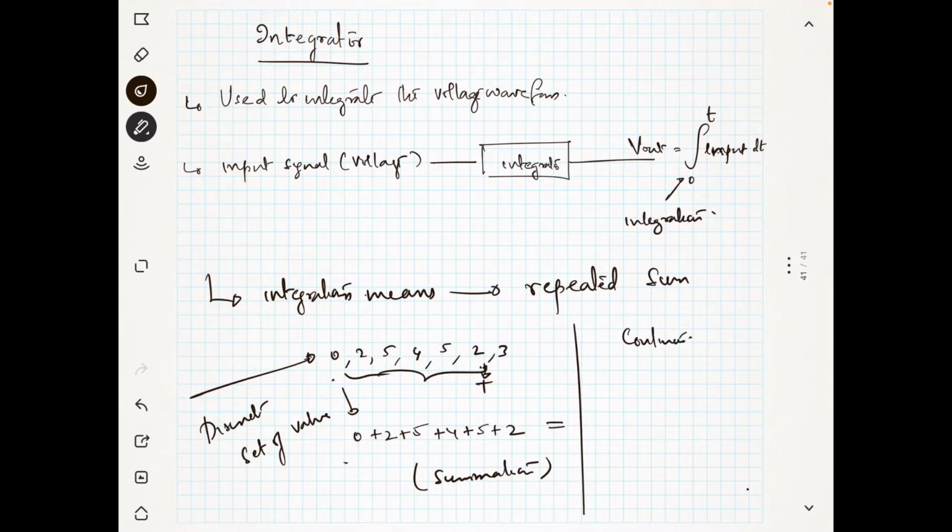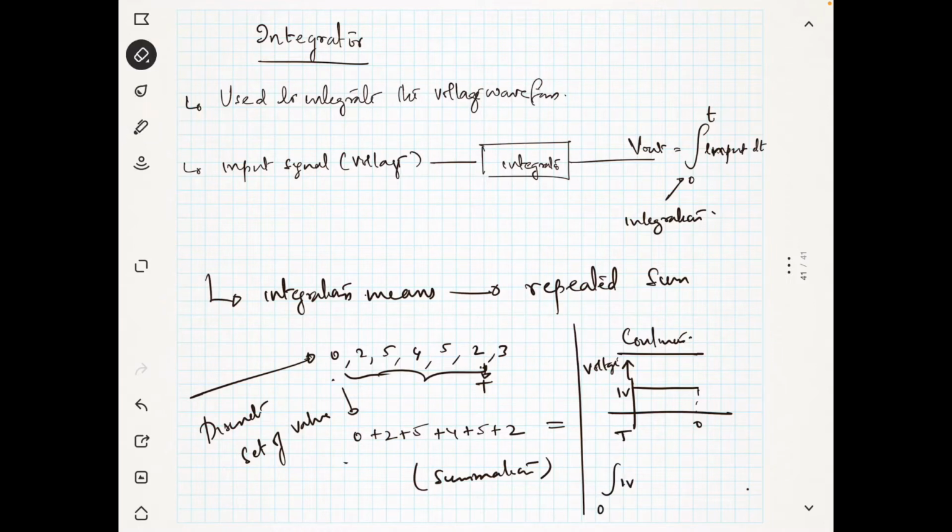for example, you have a function like this from 0 to t, and this is 1. Since we are talking about voltage, this is 1 volt. Now the integral of this 1 volt from 0 to t, integral 0 to t of 1 volt dt, is nothing but t, with the limits from 0 to t, is nothing but t.